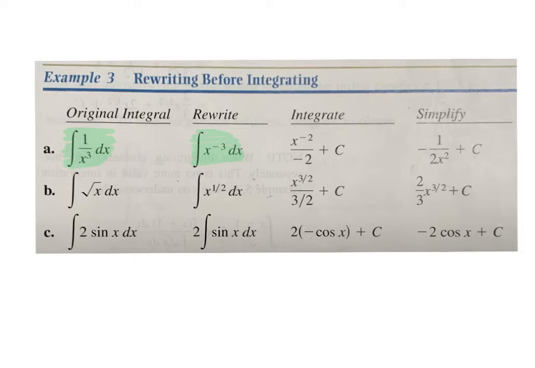And so now I'm going to take that negative 3 and I'm going to add 1. What is negative 3 plus 1? Negative 2. And so we see I now have x to the negative 2 over, because I'm dividing by that new exponent, negative 2. And so I'm not going to leave it like this because this is not a pretty way to write it, right?